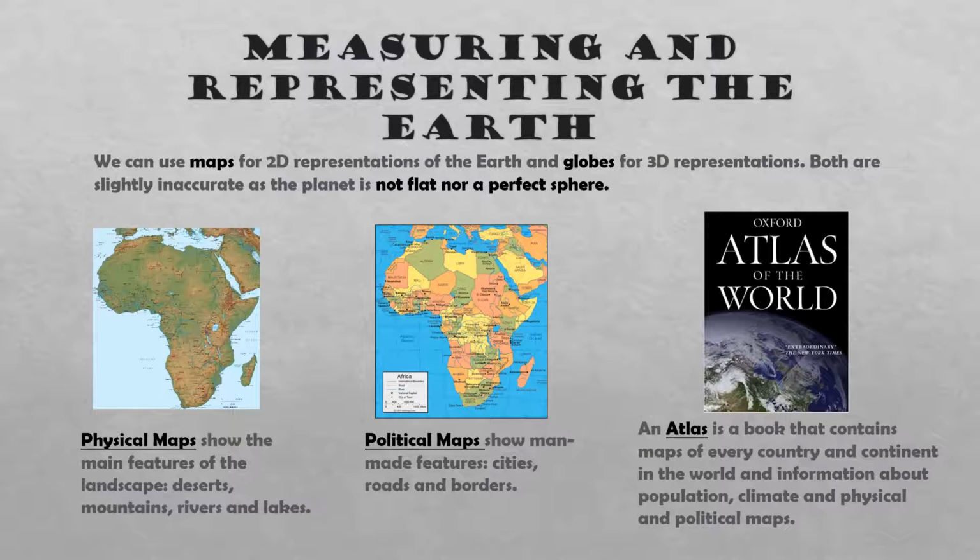Physical maps show the main features of the landscape, for example deserts, mountains, rivers and lakes. Political maps show man-made features, for example cities, roads and borders. An atlas is a book that contains maps of every country and continent in the world, and information about population, climate, and physical and political maps.